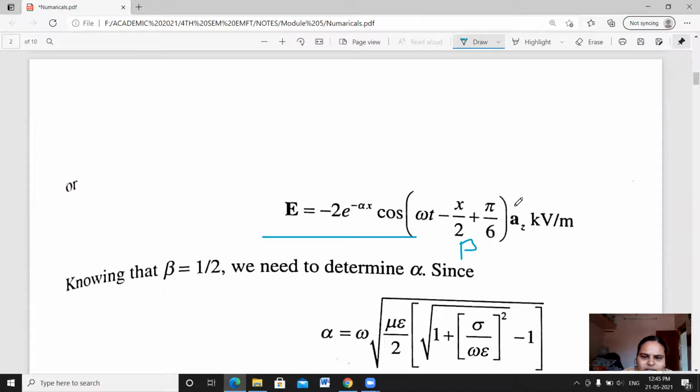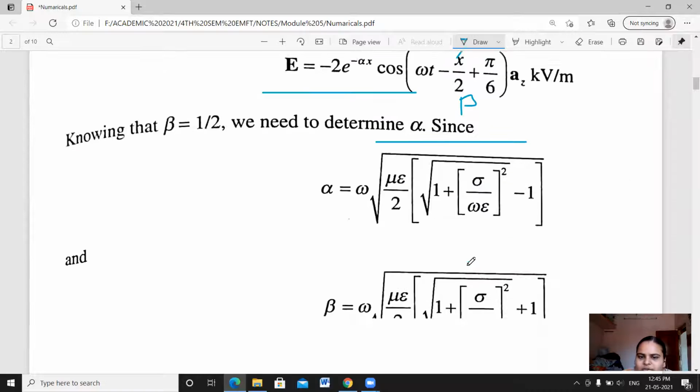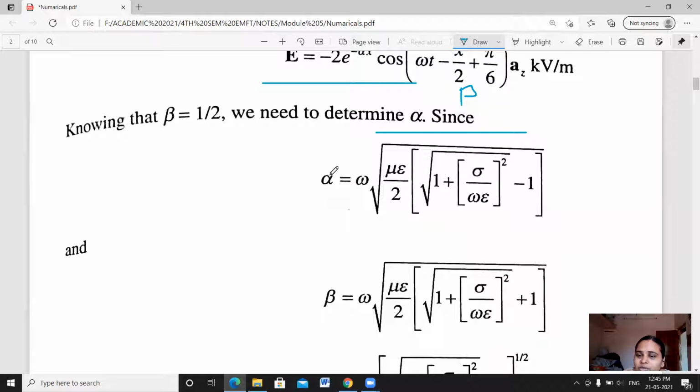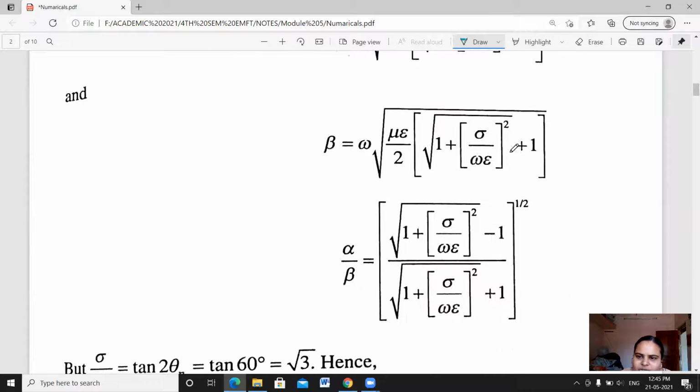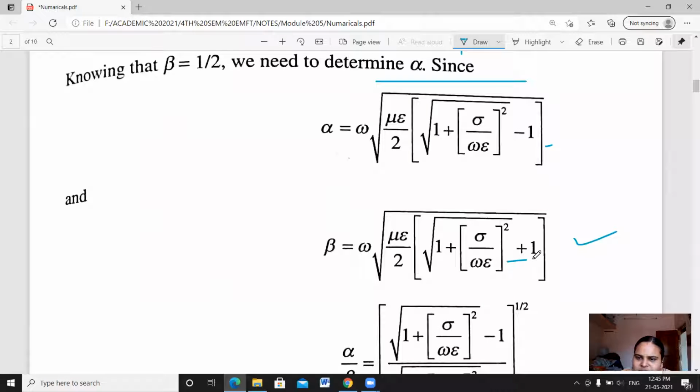Then, comparing with the equation, beta is going to be 1 by 2. We need to determine the alpha value. To find the alpha value, what is the equation we already learned? Alpha is equal to omega times square root of mu epsilon divided by 2, times square root of (1 plus (sigma divided by omega epsilon) squared) minus 1. This is the alpha equation, and the beta equation changes the minus to a plus.